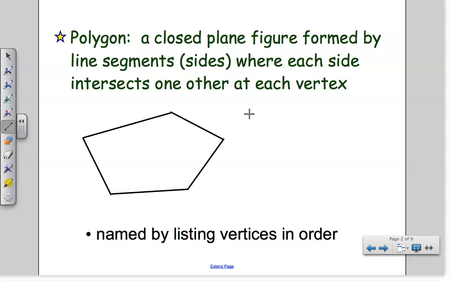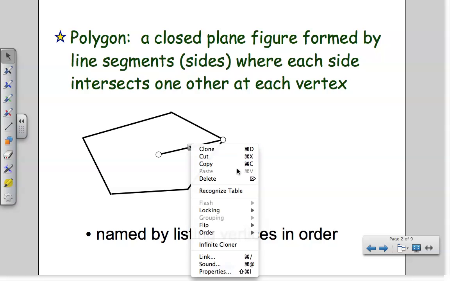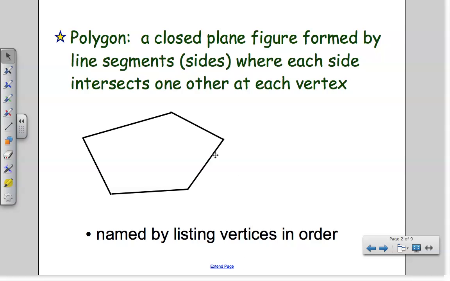Each side intersects one other at each vertex. Notice at each vertex you have two lines intersecting. For instance, if you had another line segment intersecting here, this would no longer be a polygon. You can only have one line segment intersecting one other at every vertex.